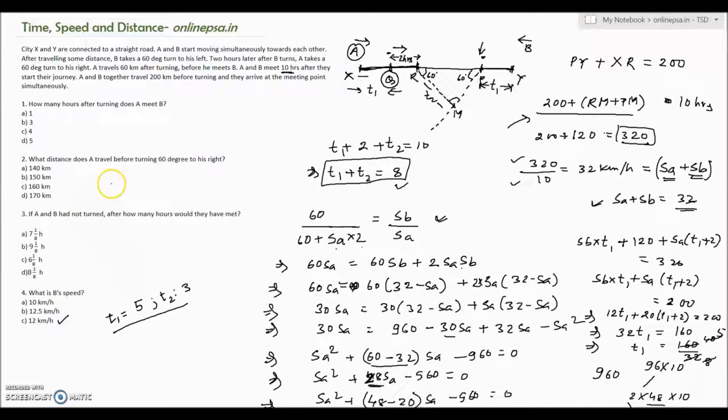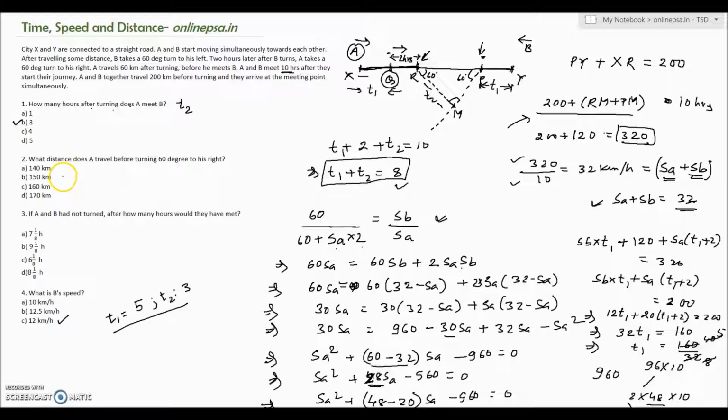Now let us see the other questions. First is, how many hours after turning does A meet B? So we can see that A takes the turn at the point R, and it takes T2 time to cover the distance RM. M is the meeting point. So essentially they are asking what is the value of T2, which we have already got as 3.